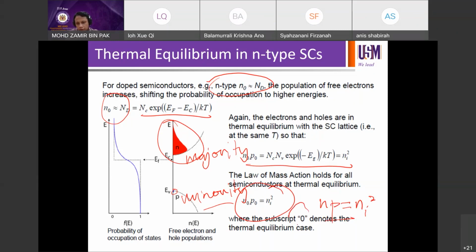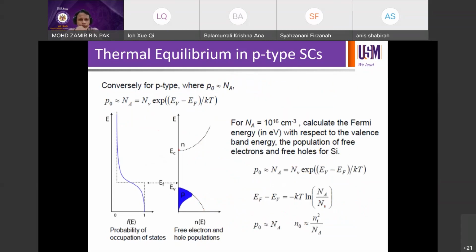So when you see naught here, you're going to see this one a lot. You have to calculate n naught, and you have to calculate the n. You have to calculate the p naught. You have to calculate the p. Next, when we talk about the pn junction in the next topic, the naught here refers to thermal equilibrium. You have to embed this in your mind. Naught is thermal equilibrium, which is the original condition.